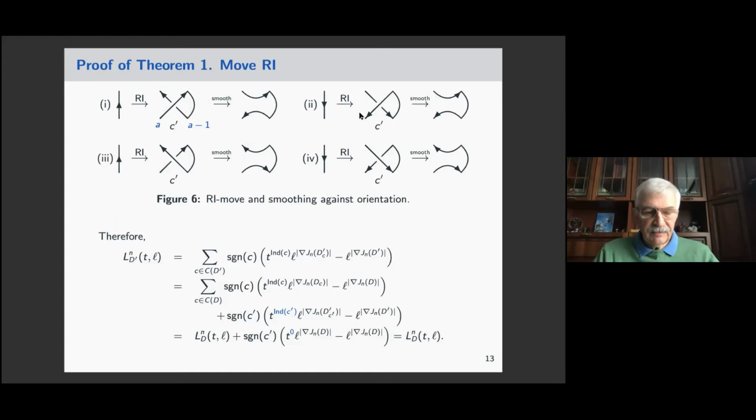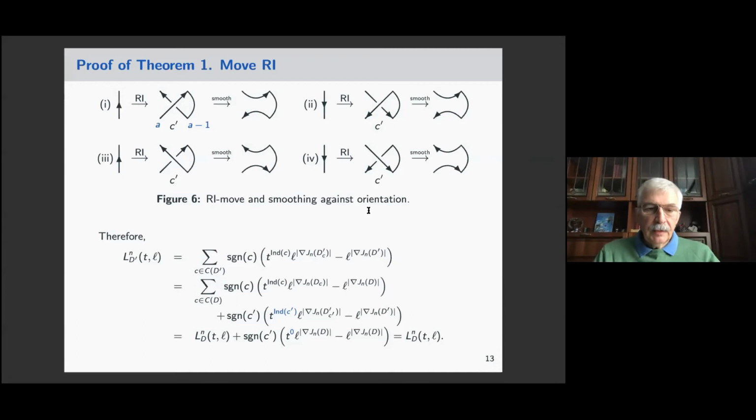So you see that the polynomial related to D prime is the sum over all classical crossings of the diagram D prime. What we know about these crossings is that there are the old crossings from diagram D plus one new crossing which appears due to the Reidemeister move. Let's denote this crossing by C prime. So we have such a sum: the first sum depends on the original diagram D, and you have another sum for the new crossing. And you have T to the power of the index of C prime. So we should calculate the index at this C prime.